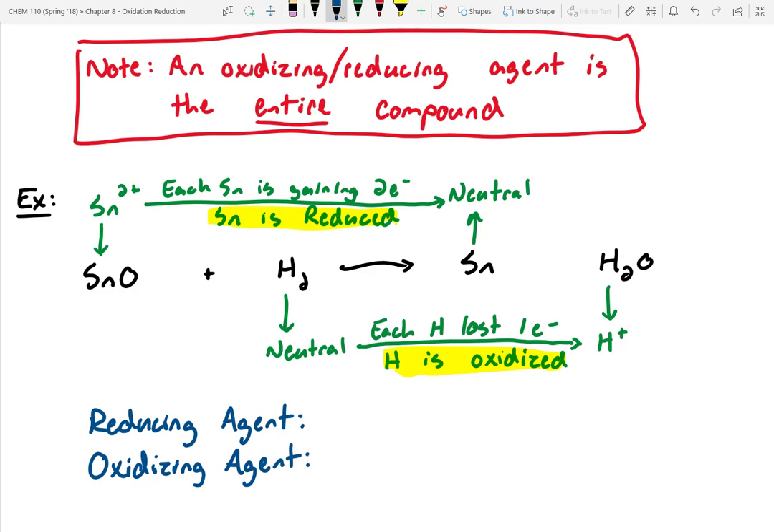So what's the reducing agent? What do you think? The hydrogen. The hydrogen, exactly. If we look at the hydrogen, it's getting oxidized, which means H2 must be the reducing agent, right? So in this case, we'd say H2 would be our reducing agent because it's getting oxidized in the reaction. The oxidizing agent, on the other hand, must get reduced in the reaction. So this would be our tin oxide.